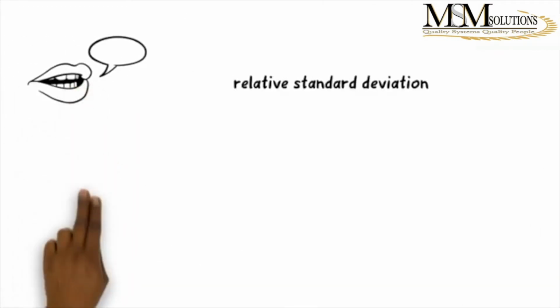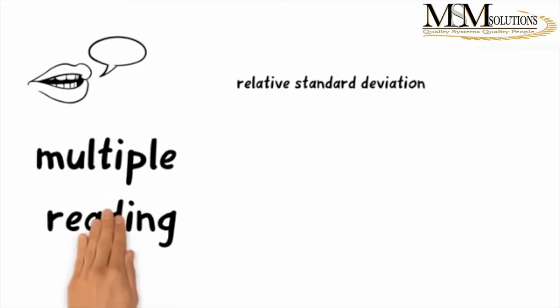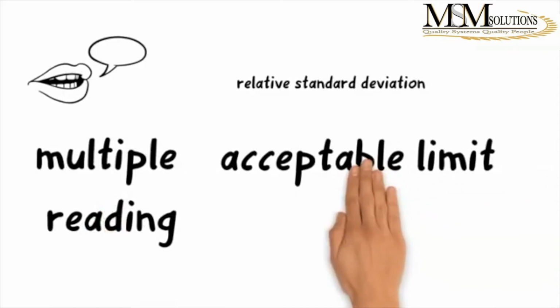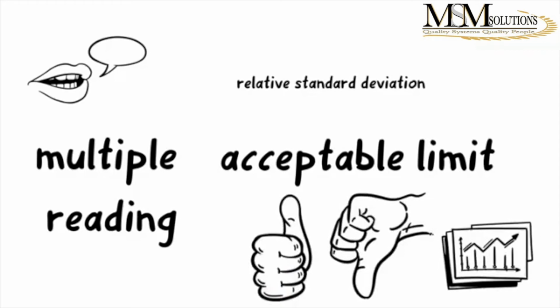We have spoken about relative standard deviation, which we use to check if multiple readings on an analysis are within an acceptable limit, whatever the limit has been set at. So you would do 3 or more readings, calculate your RSD and look at that number to see if it's within your spec, and then you will accept or reject your results.